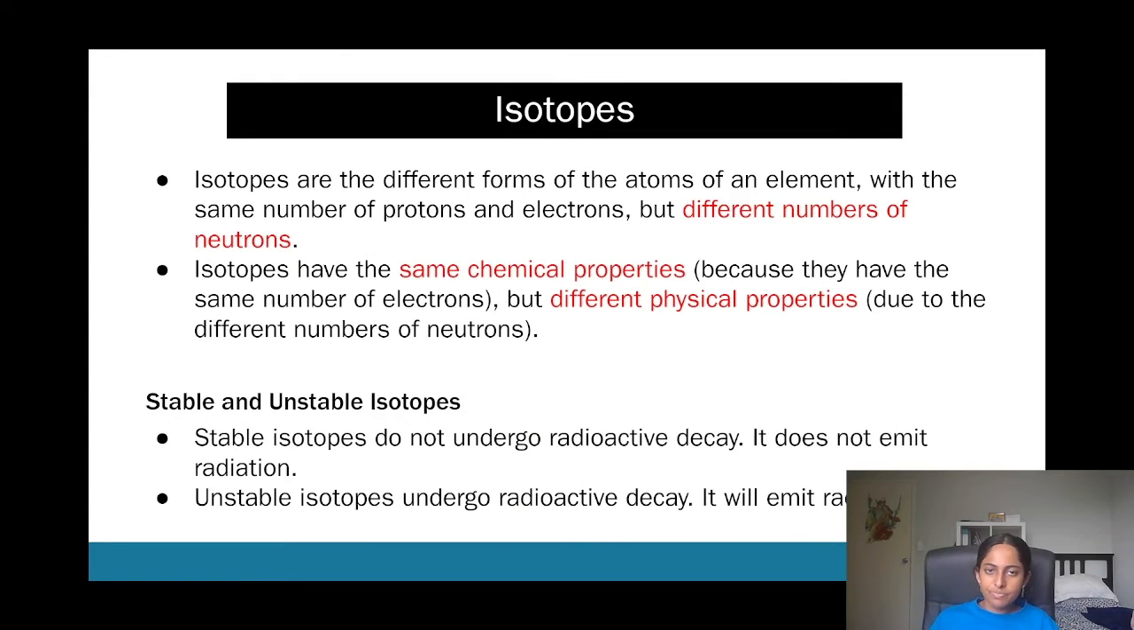So let's move on. In terms of isotopes pretty much are different forms of an element. The only difference is that they contain different numbers of neutrons within the nucleus. However, they have the same chemical properties, because chemical properties is determined by electrons. It's not determined by the nucleus. But since there is a different amount of neutrons you have different physical properties. So things such as mass, because you have a varying mass now. And if you're having an unstable isotope, then it will undergo radioactive decay and emit radiation.